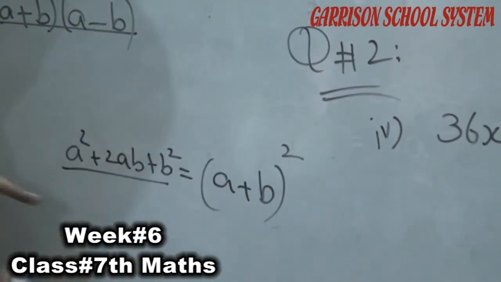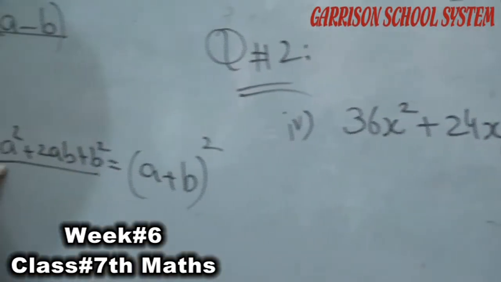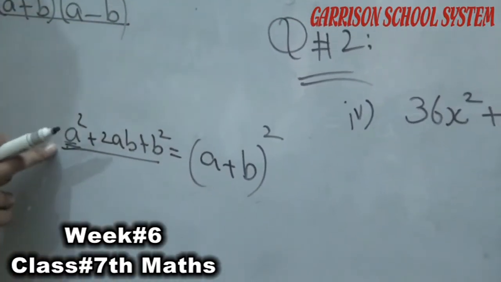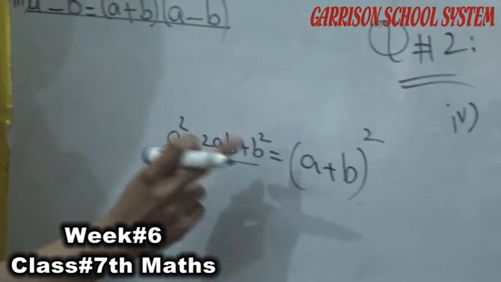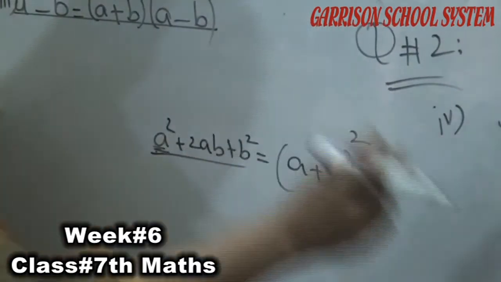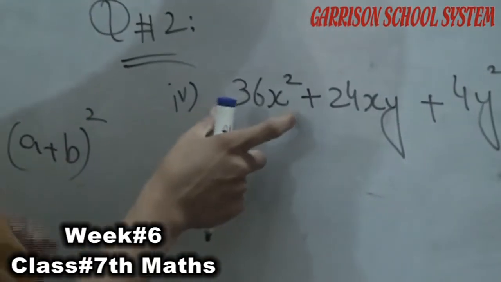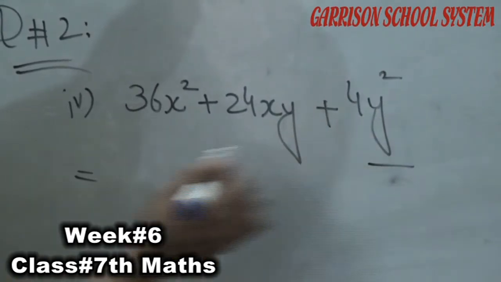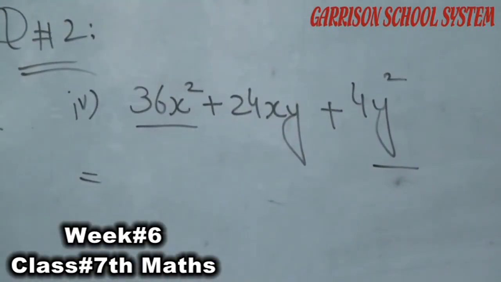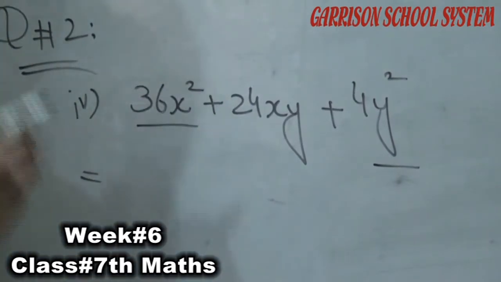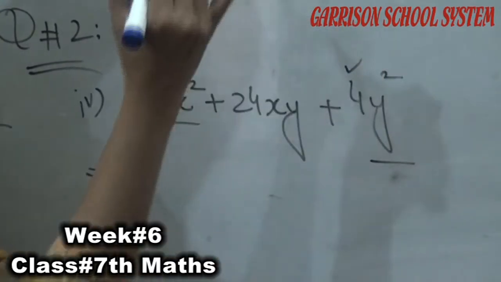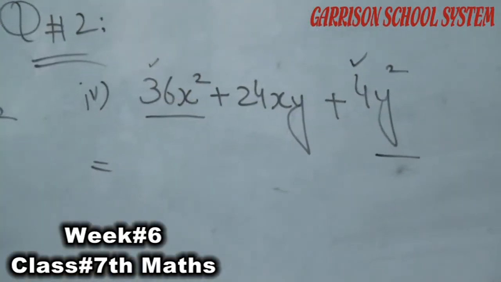So what do we have to do? We have to close it in the closed form. First of all, the first term is the square of some term and the last one is also the square of some term. So I have to find the first term is the square of which term and the last term is the square of which term, means the number which multiplied by itself gives 36 and the number which multiplied by itself gives 4.